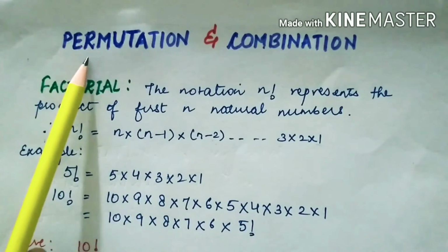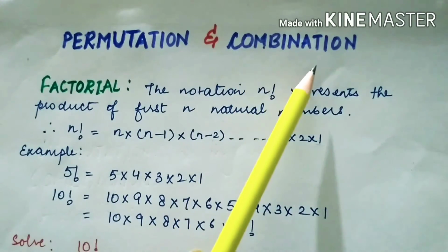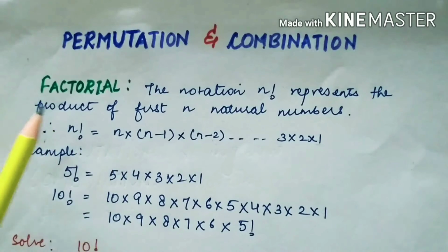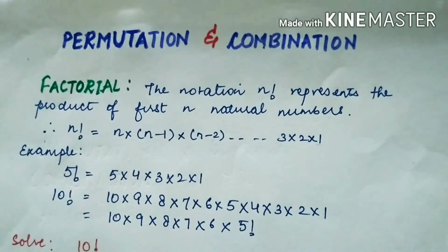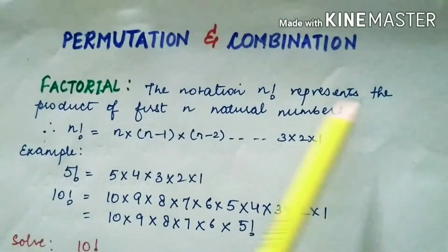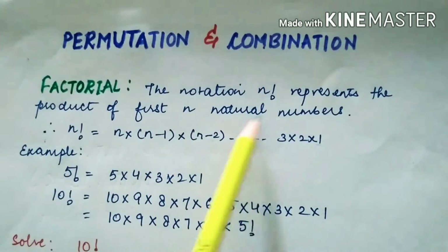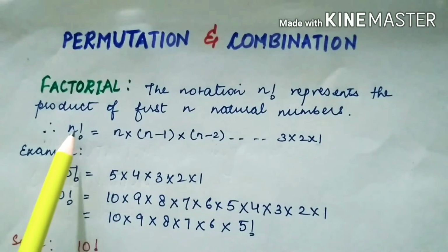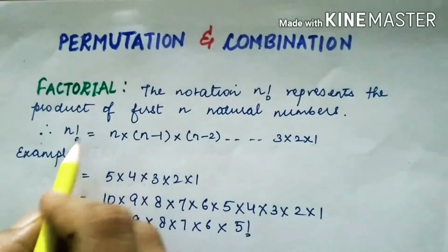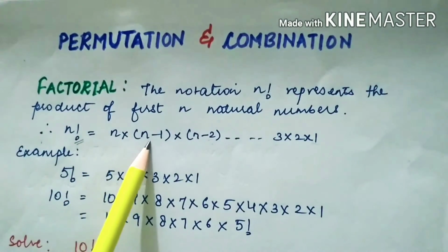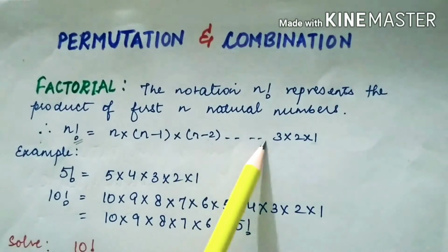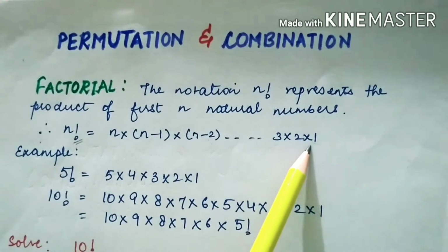In today's video, we will discuss permutation and combination, for which the first concept is factorial. What is factorial? It is just the continued product of the first n natural numbers. It represents the product of the first n natural numbers, written as n factorial. This is the symbol of factorial. Here it will be n, n minus 1, n minus 2, up to 3 into 2 into 1.